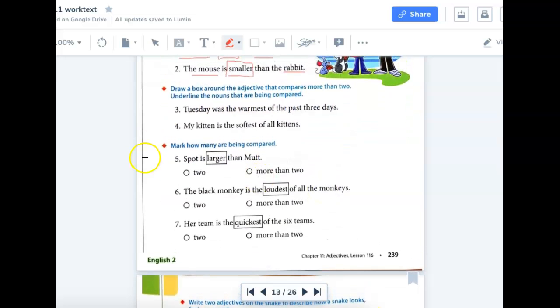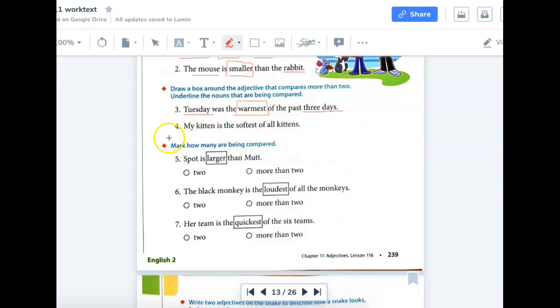Number 3. Draw a box around the adjective that compares more than two. Underline the nouns that are being compared. Tuesday was the warmest of the past 3 days. What's the adjective that compares more than two? It is warmest. So something's feeling very warm. What are the nouns that are being compared? We are comparing Tuesday with all the other days within the past 3 days.